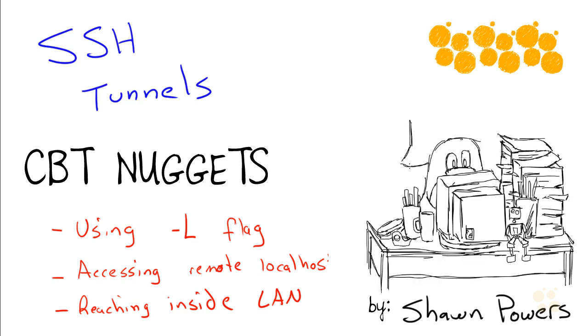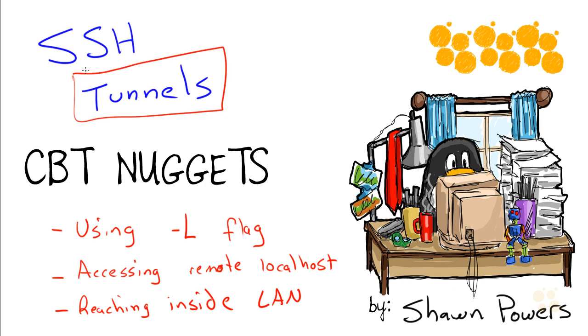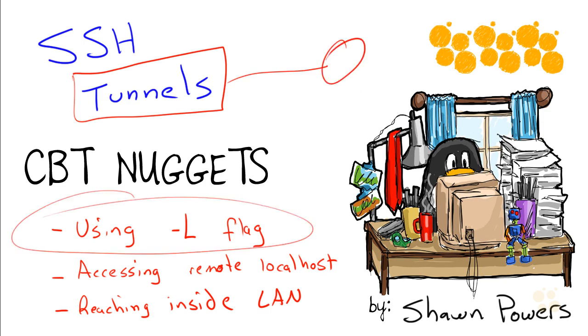One of the things that makes SSH such an incredible tool is that it allows you to tunnel any type of traffic. It doesn't have to be SSH traffic, but any type of network traffic through tunnels from one network to another. Now, in this nugget, we're going to learn to use the -L flag, which will allow you to create a forward tunnel to a remote host.